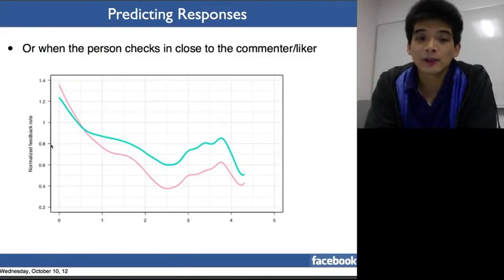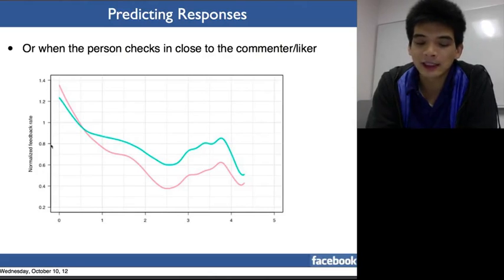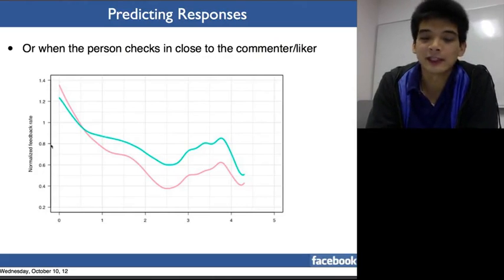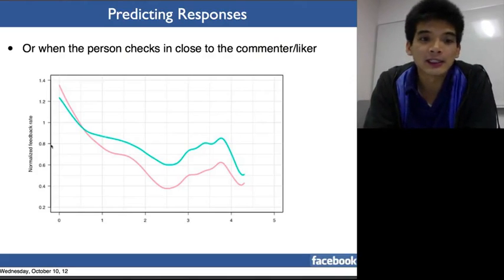Not surprisingly, we also get a lot of boost when someone checks in close to the commenter or liker. So if I live in San Francisco and I suddenly go to, let's say, Berkeley, and I'm now very close to my friend who lives in Berkeley, then they are also much more likely to comment or like my post. This is also not very surprising, and it's good to see these kinds of things borne out in the data.